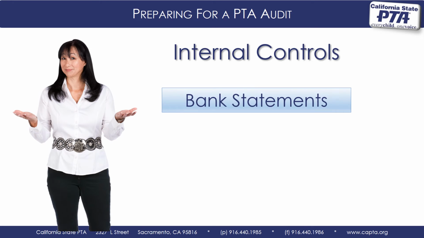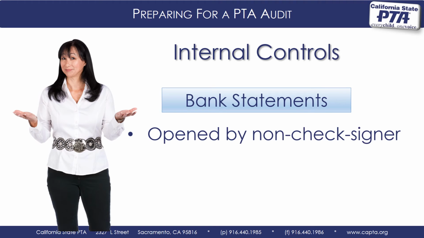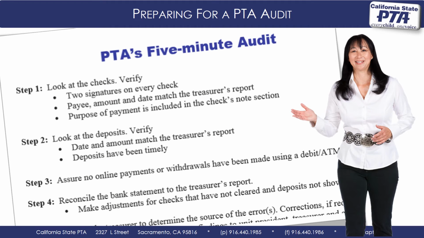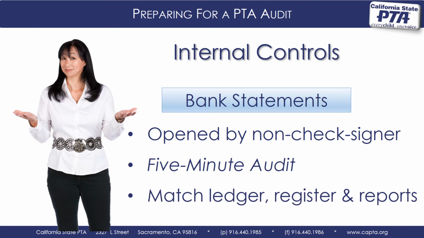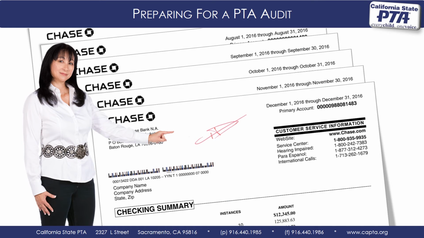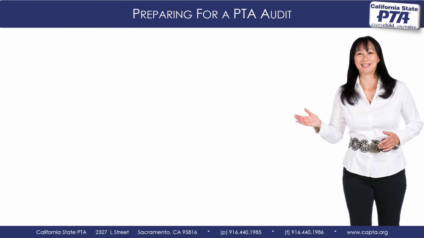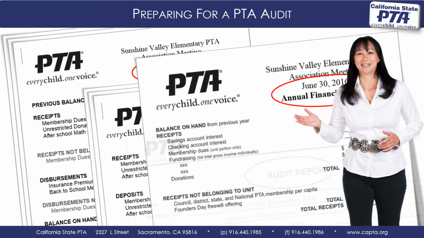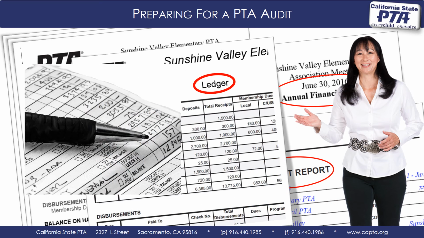Controls that protect the integrity of financial records include having bank statements opened by a member who is not authorized to sign checks, performing a 5-minute audit on each bank statement before giving it to the treasurer, and ensuring that bank statements match the ledger, checkbook register, and financial reports. The auditor will examine each bank statement, looking for the signature of the person who opened and audited it. The auditor will compare each bank statement to financial records, the ledger, and checkbook register to verify that deposits and checks match.